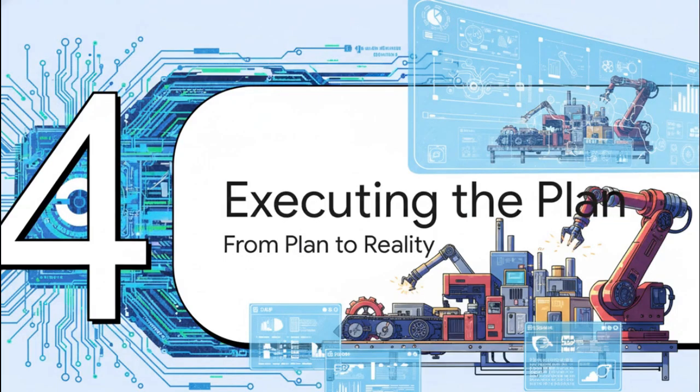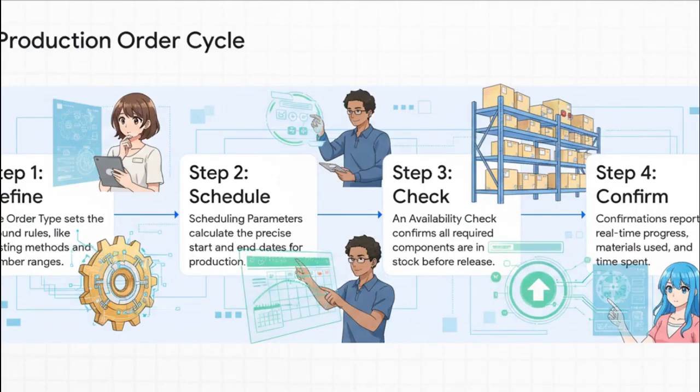We have our foundation and we have our plan. Now it's go time. This is where the digital blueprint meets the physical reality of the shop floor. It's all about turning that digital plan into a real, actionable production order that people can actually work on. This all happens through a really clear life cycle. First, the order type sets the ground rules. Then, scheduling parameters calculate the precise start and end dates.